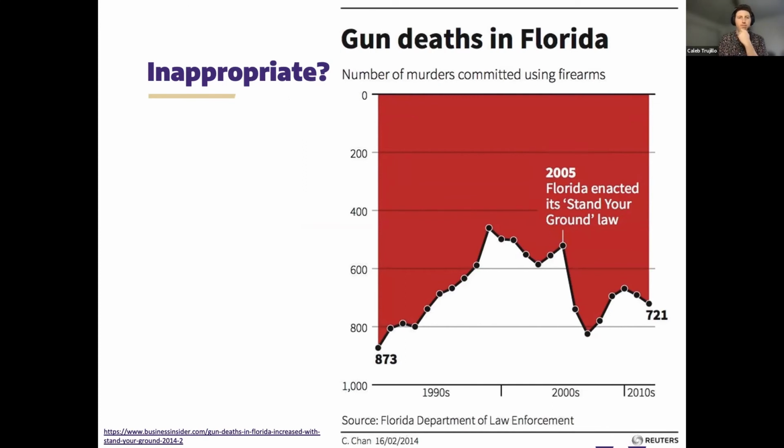So this is the number of murders committed using firearms. Take a second, look at it. What stands out to you as you look at this? Yeah, that was the big complaint that so many people had, because a lot of people would point to this and say, well, look, here we have this chart and it goes up. And then right here, Florida enacts the Stand Your Ground law. And it's like, oh, well, from here, all of a sudden these things go down. So this must be a good law for arguing that this will prevent gun deaths.